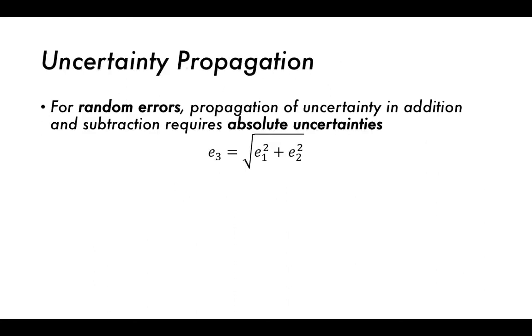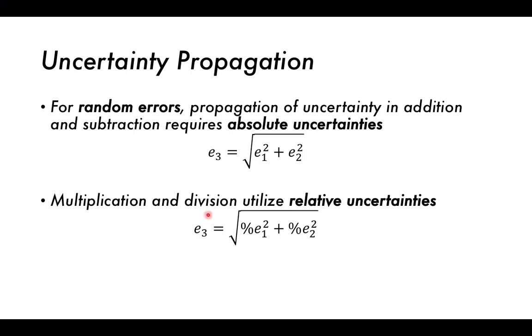So for random errors, propagation of uncertainty in addition and subtraction requires absolute uncertainties. So that means that we are creating the total of those. Here we are squaring the errors, which will remove any negatives, and so we'll only have positives. Say we have a two-step operation, so we have error 1 and error 2. We square those to remove any negatives and then take the square root of the sum of this to obtain the absolute uncertainty. The absolute here means the magnitude of the value.